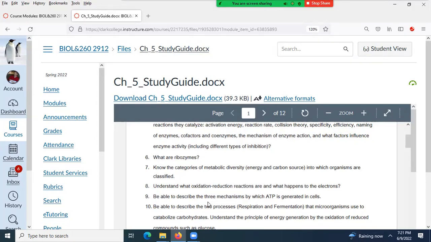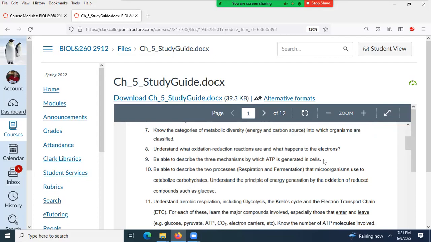All right, be able to describe the three mechanisms by which ATP is generated in cells. Substrate level phosphorylation, respiration, and then photophosphorylation. Photophosphorylation only occurs in photosynthetic organisms, but other organisms will get it from either respiration or from substrate level phosphorylation.